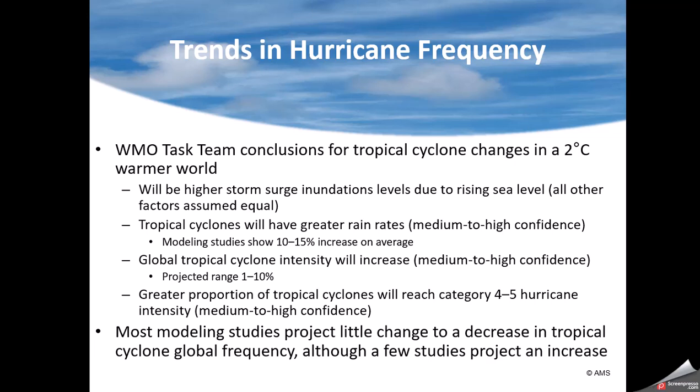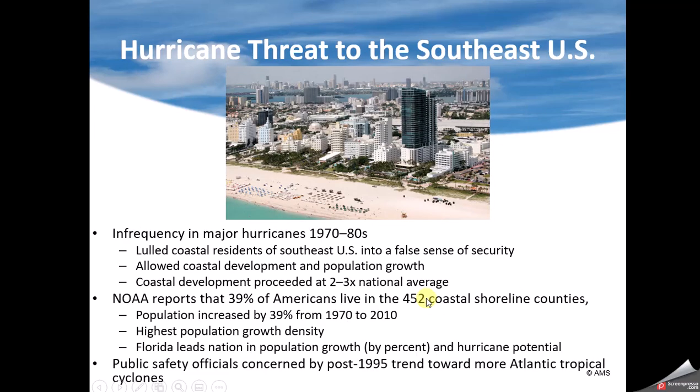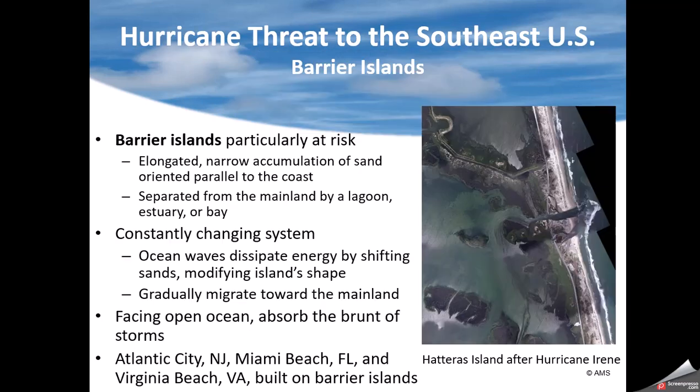Here is an estimate from the World Meteorological Task Force that if you change the temperatures by 2 degrees, obviously storm surge is going to go up because you're raising the sea level. Tropical cyclones will have more rainfall, again, because hotter air can hold more moisture. And the intensity will increase, but not necessarily the number. There'll be a greater proportion of tropical cyclones that reach 4 to 5. And hurricane threat to the southeast of U.S., big time trouble there.